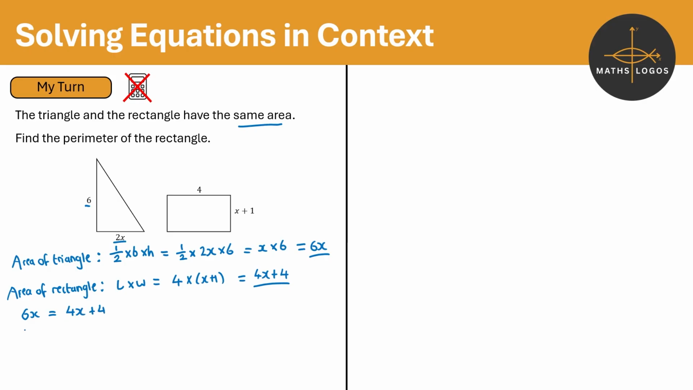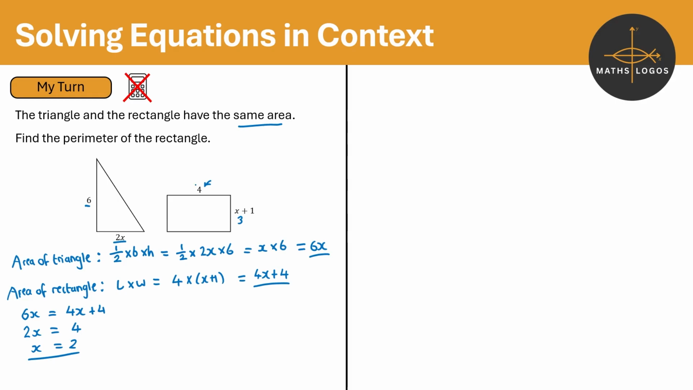I'll then subtract 4x from both sides and solve this equation. That leaves me with 2x is equal to 4. Divide both sides by 2. X is equal to 2. We've been asked to find the perimeter of the rectangle. So I know the length already, it's 4. The width is x add 1. Well, we know x is 2. So 2 add 1 is 3.